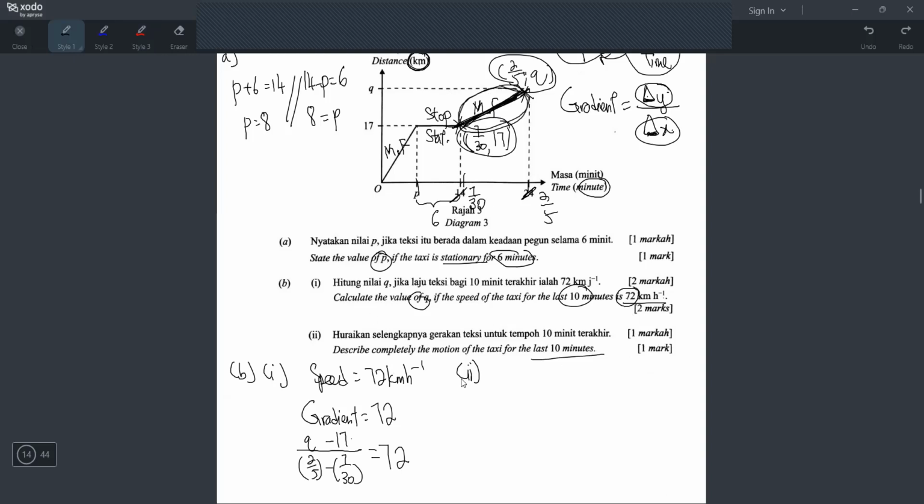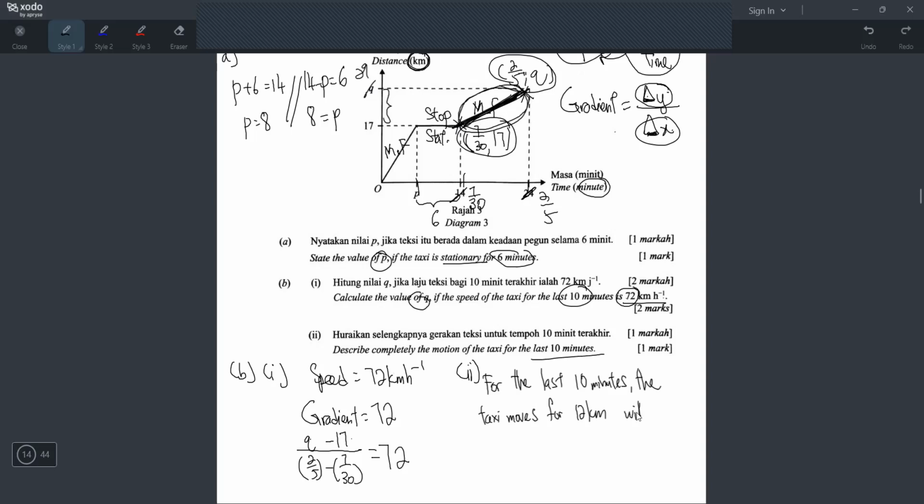So we can say for the last 10 minutes, the taxi moves, and we can say moves how many kilometers? Okay, Q we already know is 29, right? So from here to here, the difference is 29 minus 17, which is, let's press calculator, 12, right? So we can mention that it moves 12 kilometer, right? Moves for 12 kilometer.